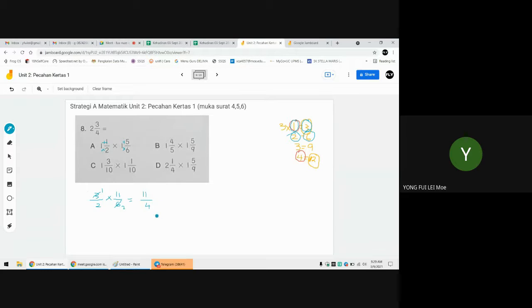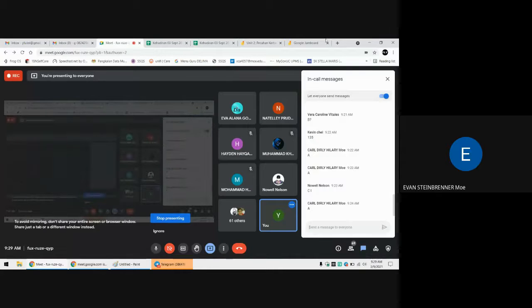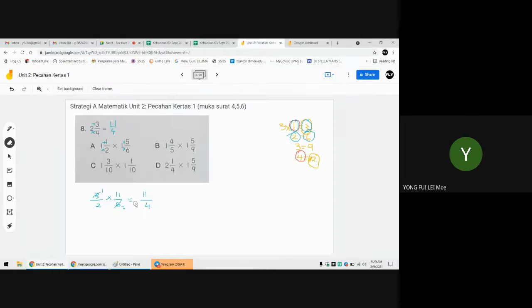Don't leave it like this. You have to do division to make it a mixed number, or you can just do this: 2 times 4 is 8, plus 3. So your answer should be 11 over 4. Look at this. Are they the same? Yes. Most of you got it. So the answer is the same.